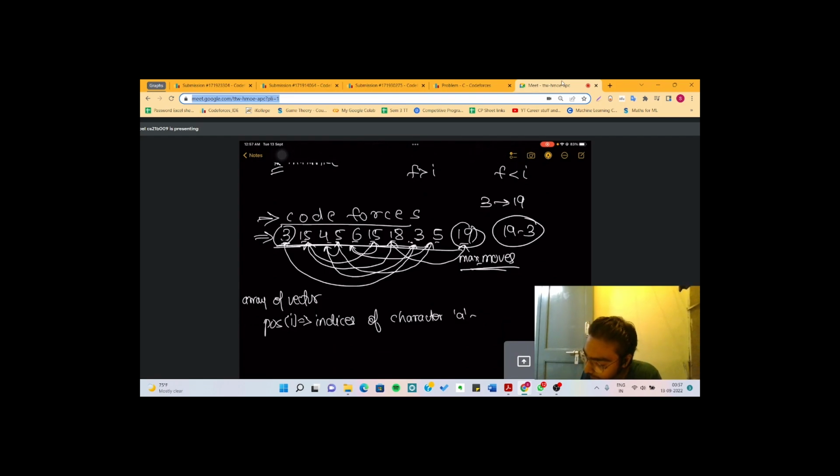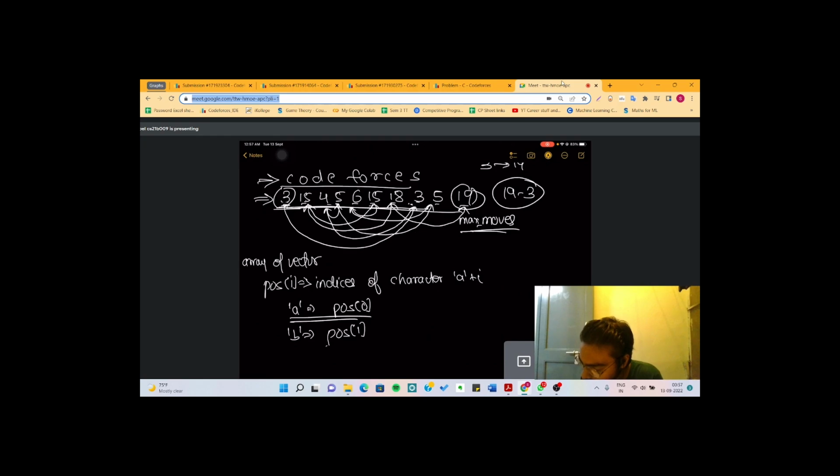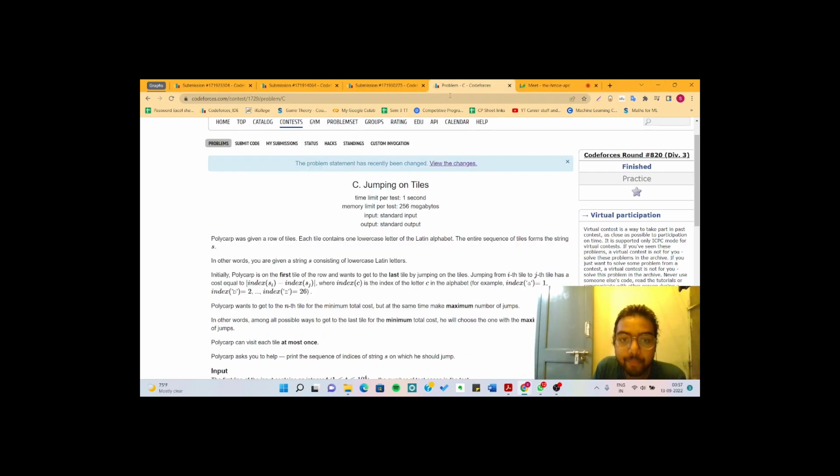Like a will be stored in position 0. Wherever a occurs, that will be stored in position 0. Wherever b occurs, that will be stored in position 1, and so on. Like I'm making a 0 index array, so z will be stored in position 25. So this is how I'll store my positions. So this is what my position array is.